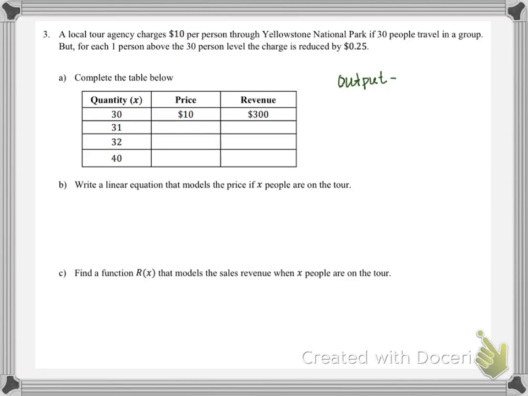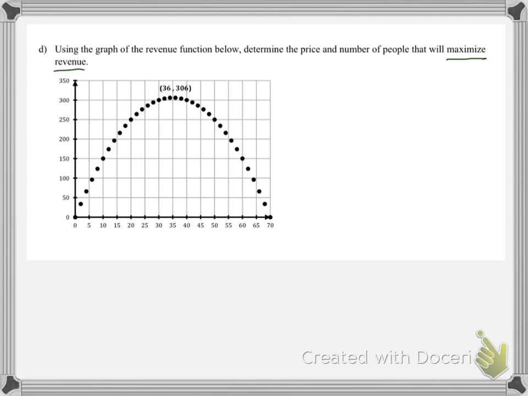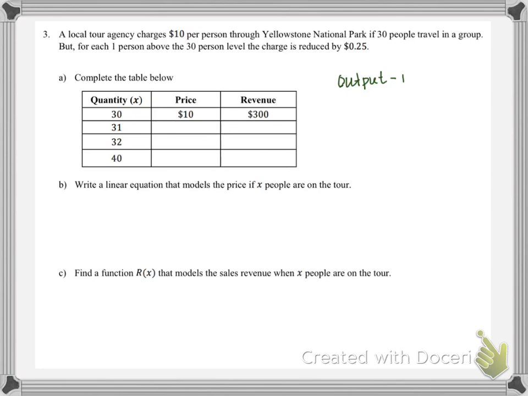Price of tickets. So, yeah, it's the revenue because that's what I'm trying to maximize. So your function will always be whatever it is you want to maximize or minimize. So revenue, which we'll call R of X.